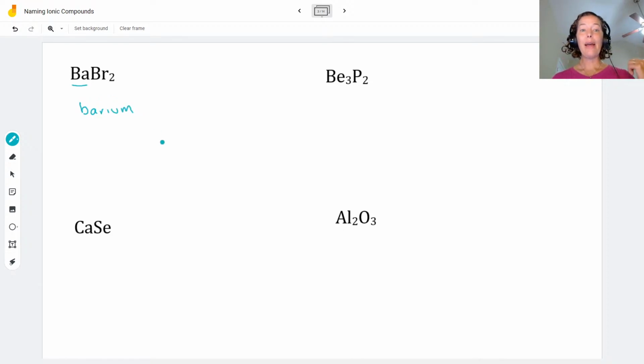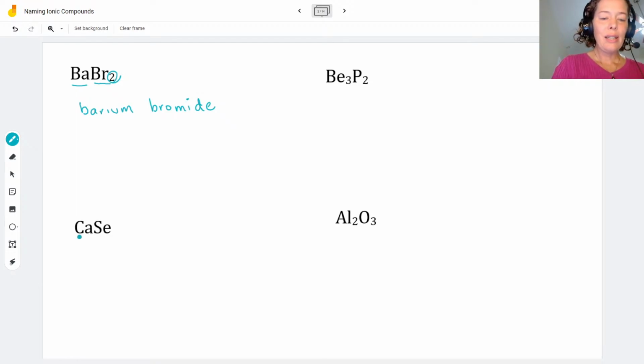That's my cation. My anion is Br. Again, it doesn't matter that there are 2. It's still bromine, but I've got to change the ending to IDE. So that's bromide. And that is the name of BaBr2.